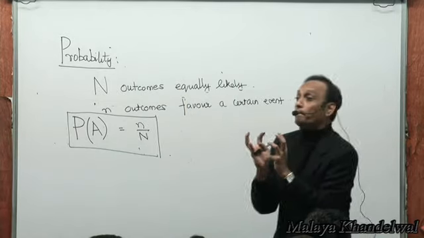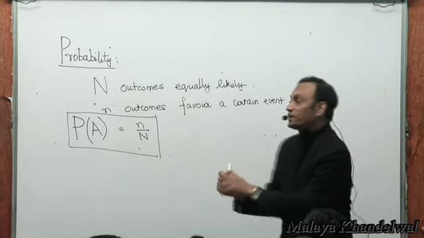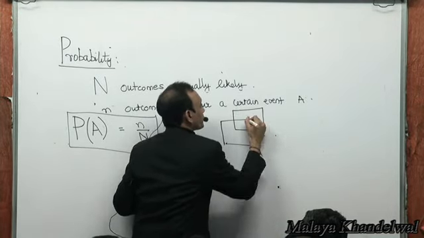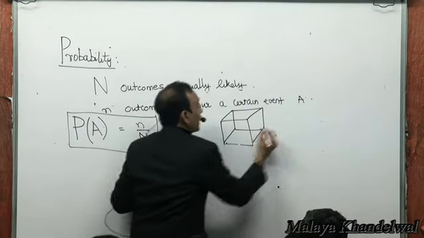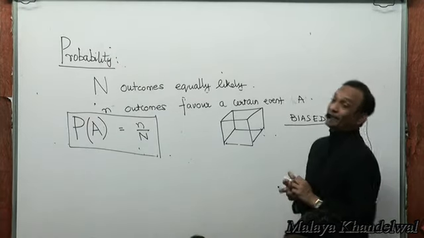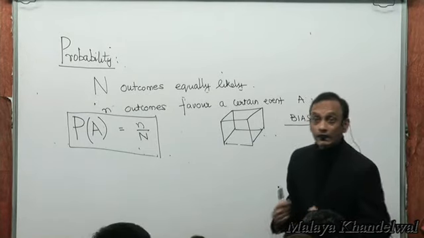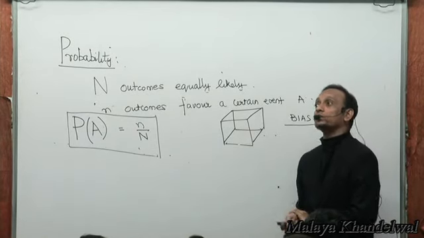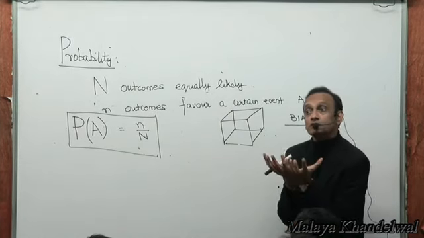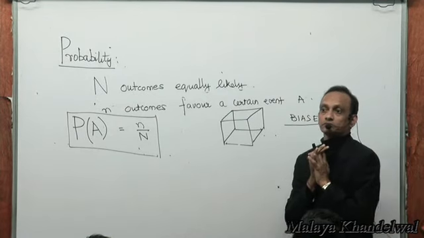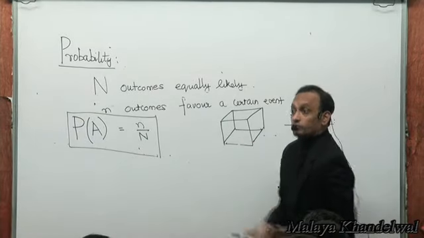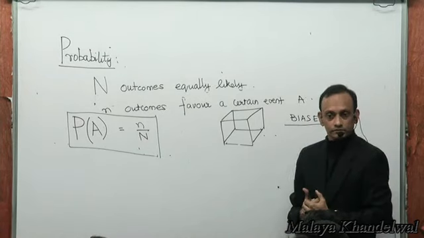However, I could have had a biased die. This is a die, and it could be biased. When I say biased, then all outcomes will not be equally likely. Let's say the die is created in a manner that the likelihood of getting a certain number will be proportional to that number. You know what I'm saying? The likelihood of getting a certain number on top when you roll the die is proportional to that number, right?